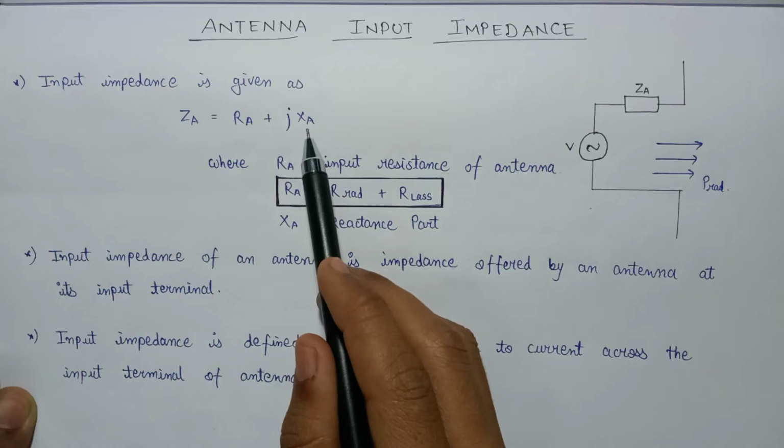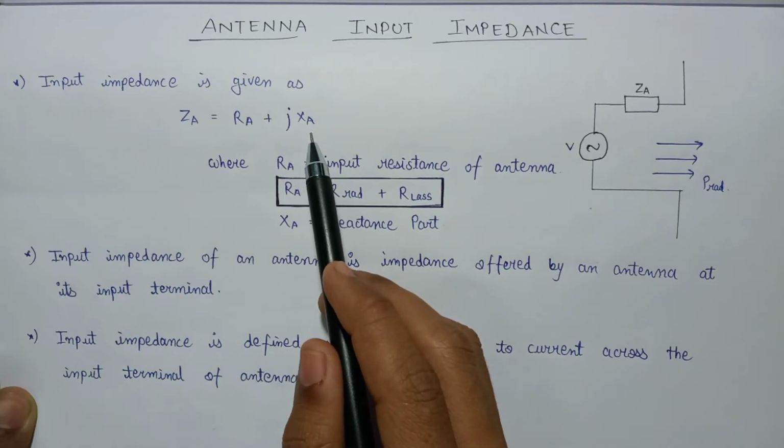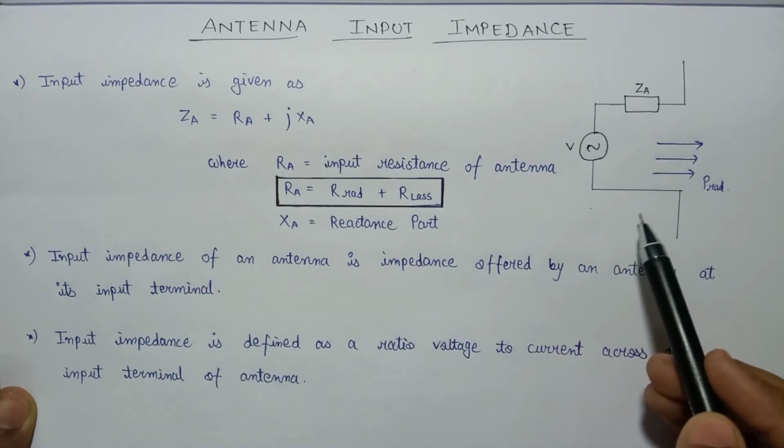Similarly, if we talk about this X of A, then it represents the reactance part that is offered by this transmitting antenna.